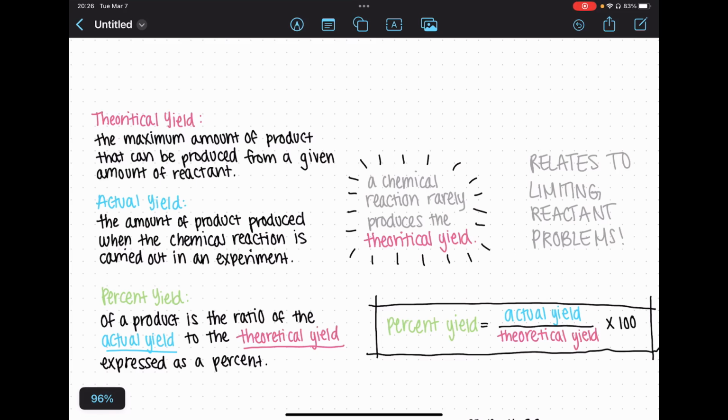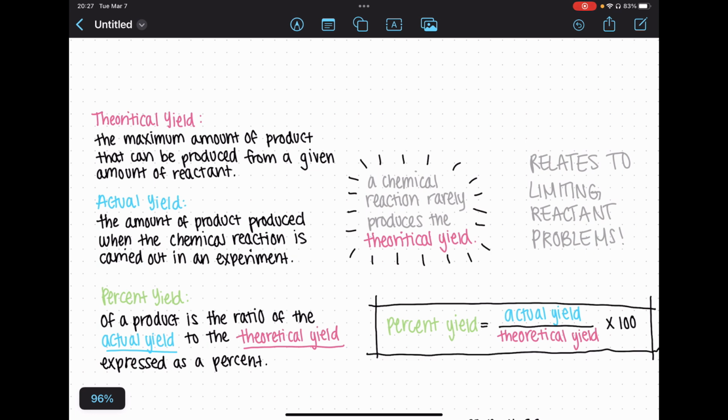Today I'm going to be talking about theoretical yield, actual yield, percent yield, and how to do percent yield calculations. So theoretical yield is the maximum amount of product that can be produced from a given amount of reactant. Actual yield is the amount of product produced when the chemical reaction is carried out in an experiment.